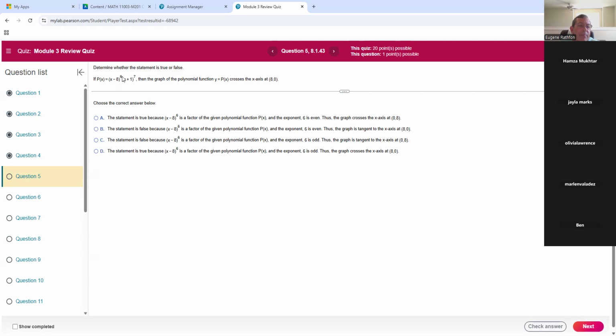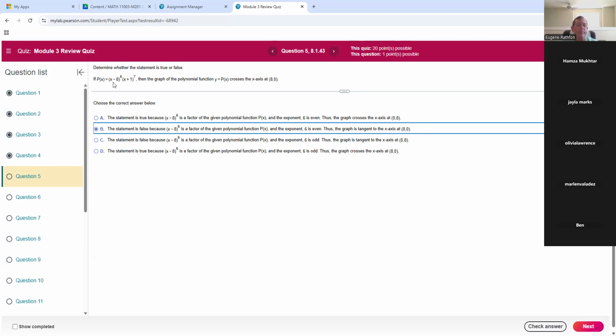It has an even exponent of 6. Well, we said even exponents were tangent to the x-axis. So this is definitely false. So you got to pick the one where the exponent is even on it, okay? Because see, one of them says the exponent 6 is even. One of them says the exponent is odd. What's the even exponent? So I'm going with B. And B says, since it's even, the graph is actually tangent, which is true.